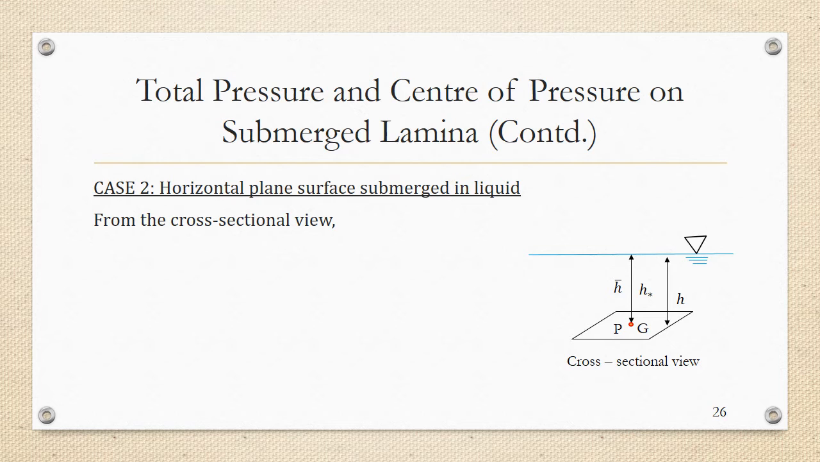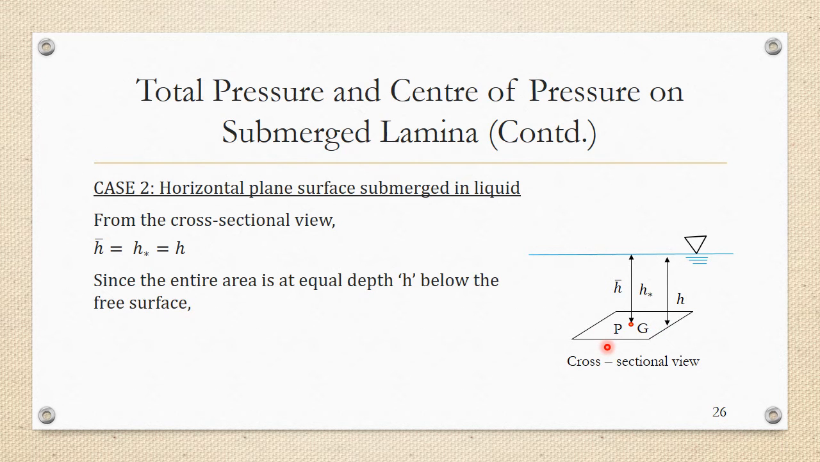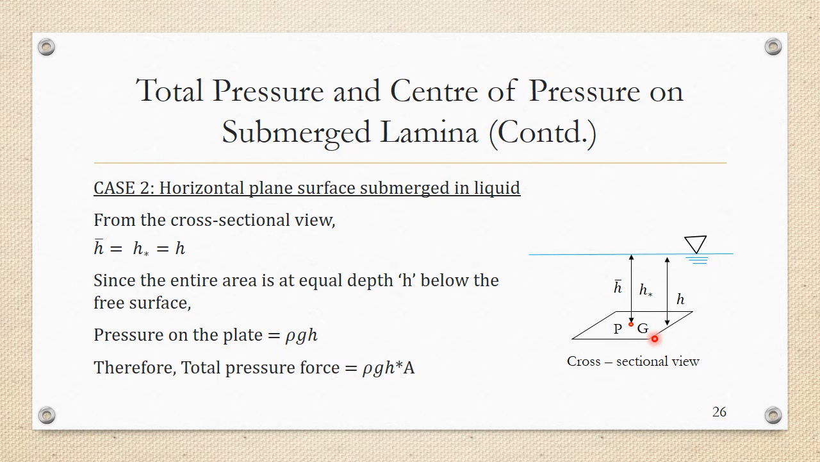So from the cross-sectional view, these are the things that we can deduce. H bar and h star are equal and they are equal to the depth h, that is the depth of the surface below the free surface of water. Since the entire area is at an equal depth h below the free surface, the pressure on the plate at any point is equal to rho into g into h. And so the pressure force on the plate would be equal to rho into g into h into A, where h is the depth of the surface below the free surface.